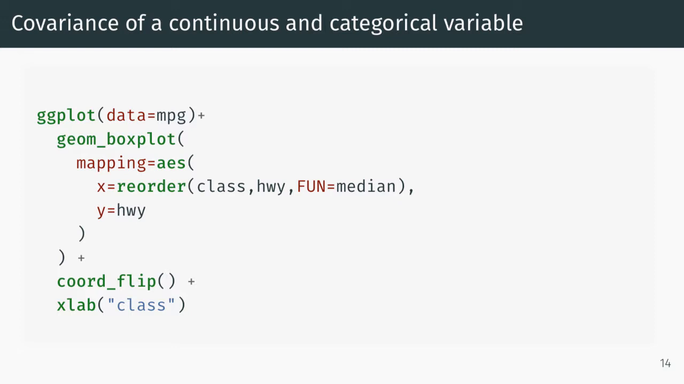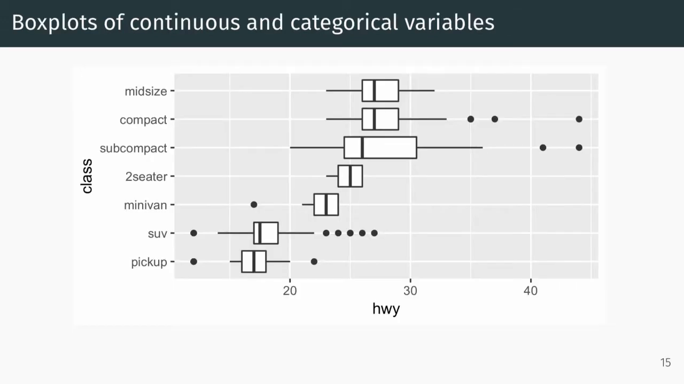We can explore the covariation of a continuous and categorical variable with a matrix of box plots. So we're using geom_boxplot here, and we're flipping it on its side so that we have a column of box plots instead of a row of box plots. So this is the miles per gallon data, highway miles per gallon data, and we see that there's more variability in the subcompact class than in the other classes.